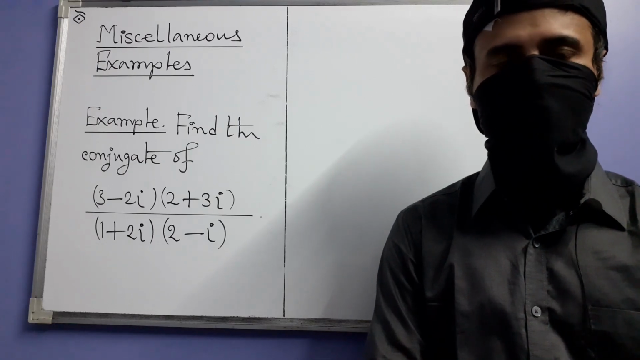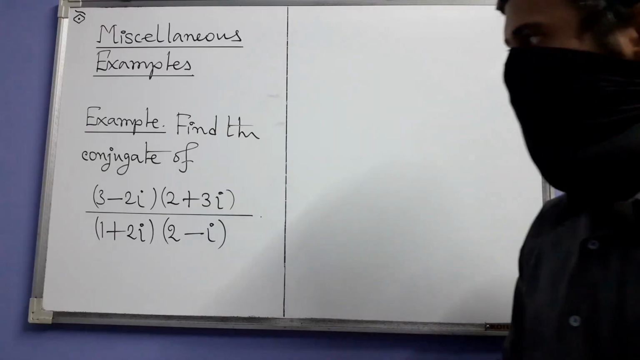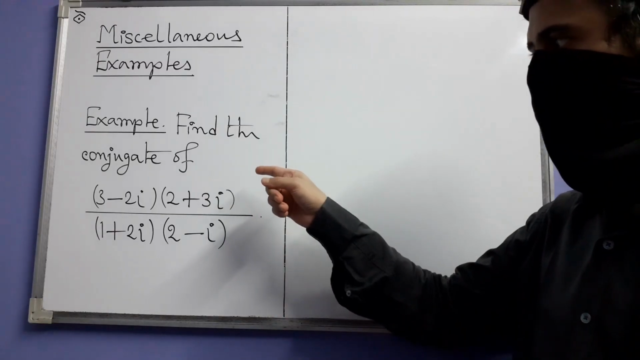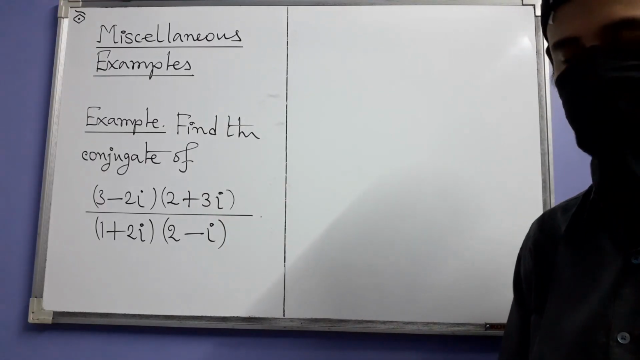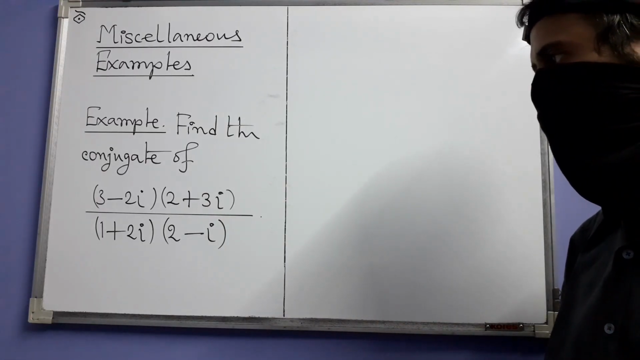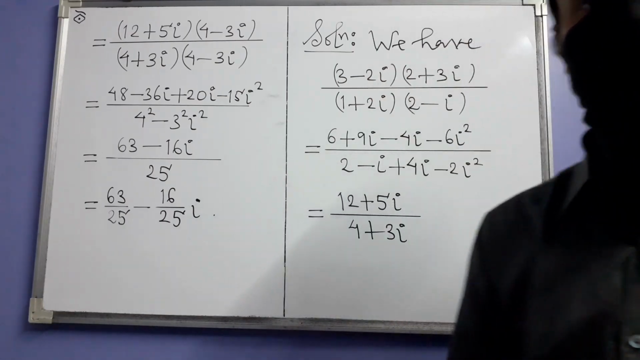Next we have miscellaneous examples on complex numbers. In this first one, we have to find the complex conjugate of this complex number. So let's see the solution. So in the solution, we first simplify the number.